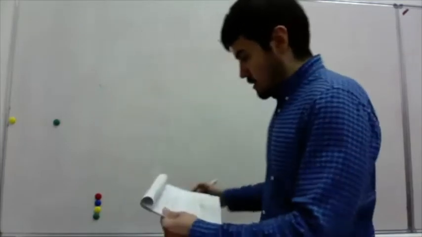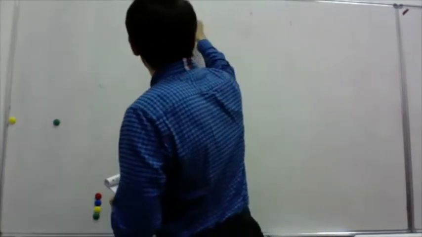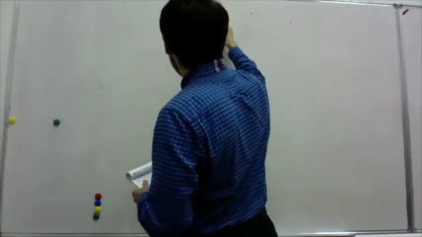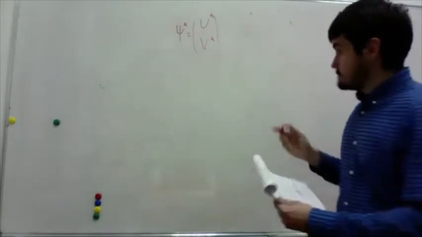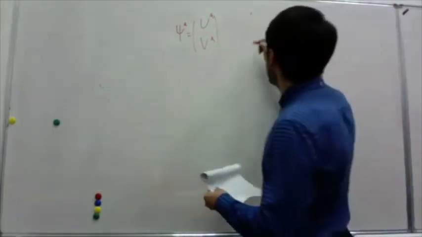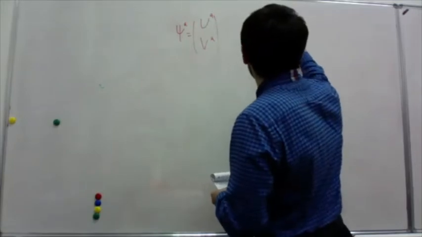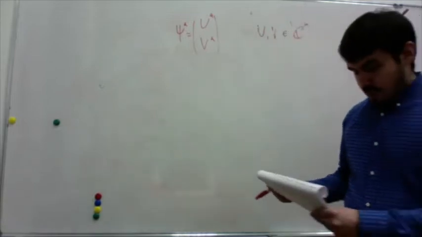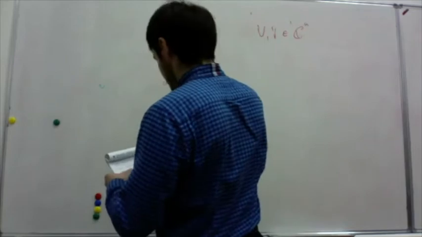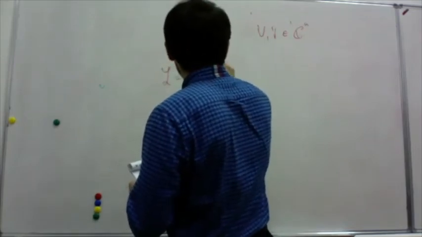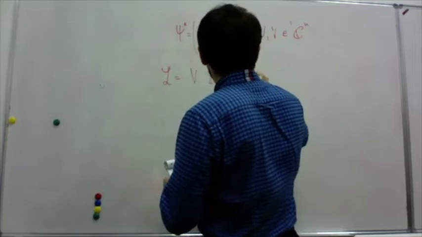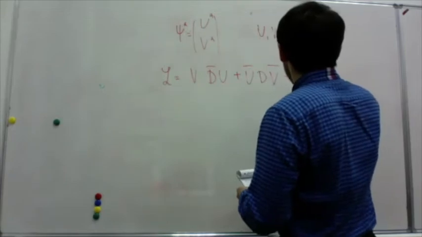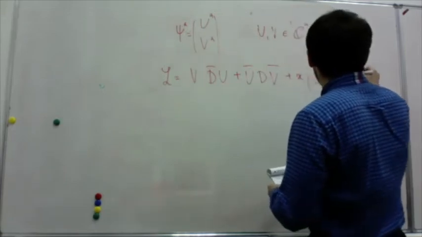So the fields are decomposed as psi = (U, V). There is an a index everywhere, if you like. Collectively speaking, U and V each belong to C^n, with n components. And the Lagrangian can be written as V d-bar U-bar plus U d V-bar plus kappa U-bar U V-bar V.